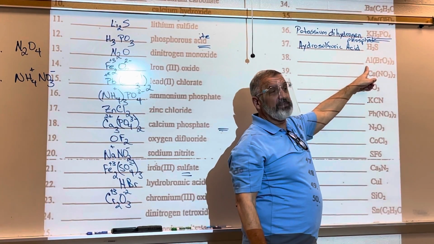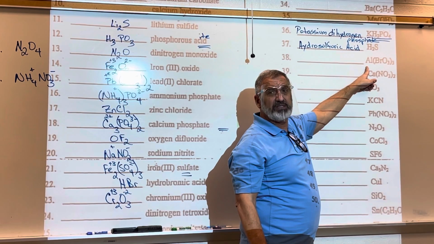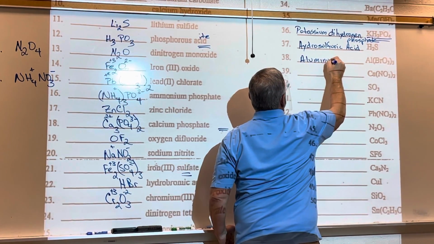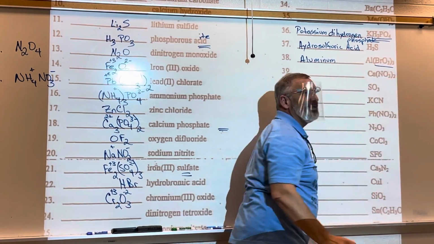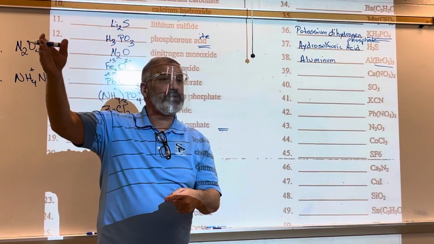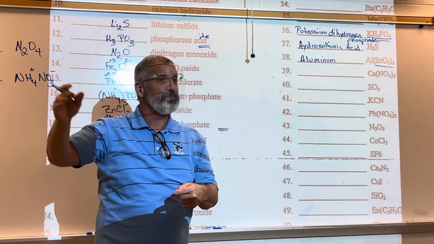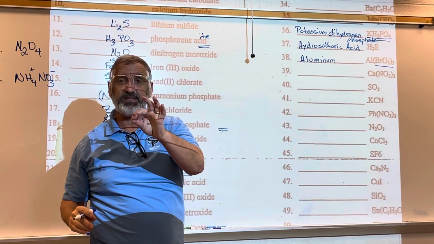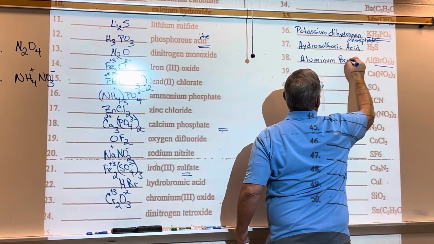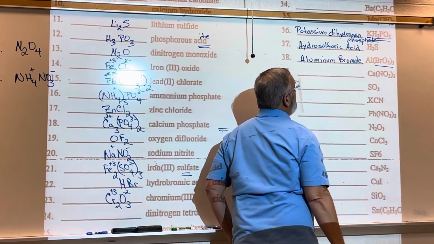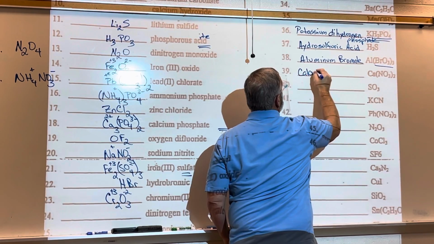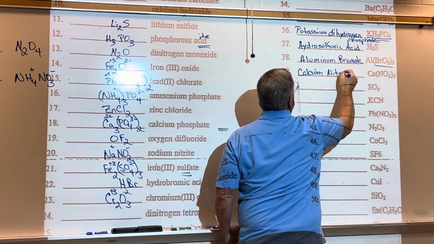Now, is aluminum a metal? Yes. Does aluminum have more than one oxidation state? No. So I just named aluminum. Now again, I go and I look, BrO3, that's not on my sheet. Okay? But ClO3 is. Bromine, chlorine, and iodine are all in the same family. So if ClO3 is chlorate, BrO3 is bromate. Okay? Calcium does not need a Roman numeral, so I simply say calcium nitrate.